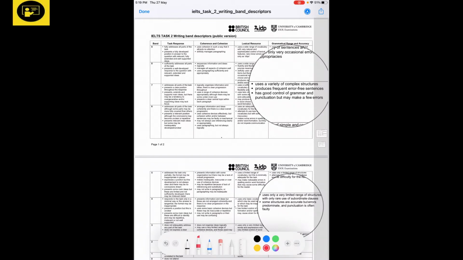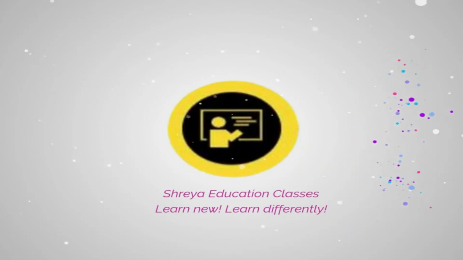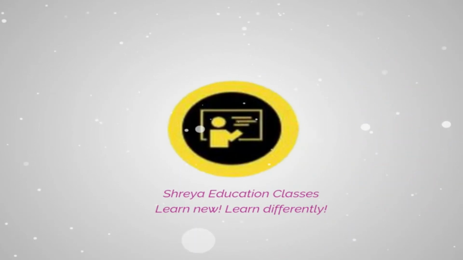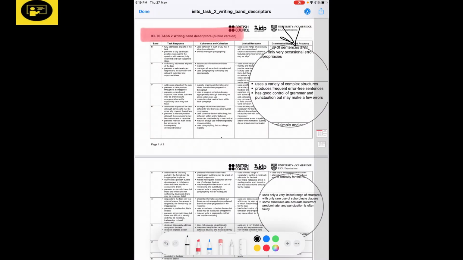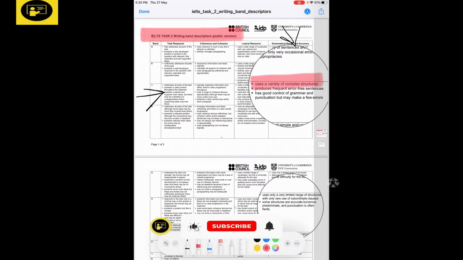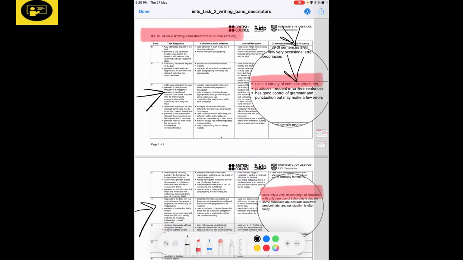Hello and welcome. In this part 1, we will try to understand the IELTS task 2 writing band descriptors for grammatical range and accuracy. For band 7, it's written that a candidate uses a variety of complex sentences, while for band 4, it's written that a candidate uses only a very limited range of structures with only rare use of subordinate clauses. Now, we will try to understand what are the complex structures and what are the subordinate clauses.